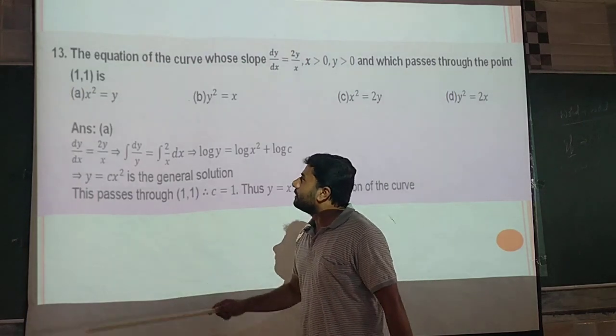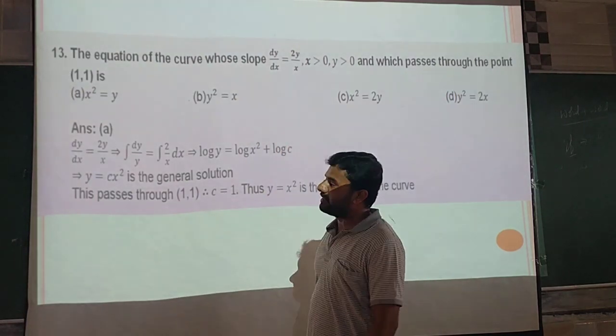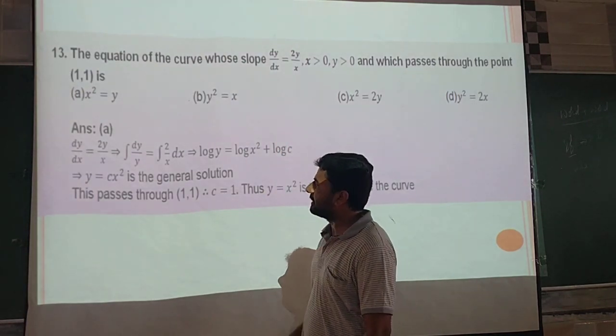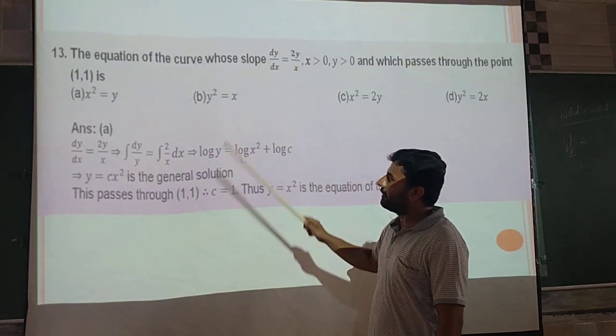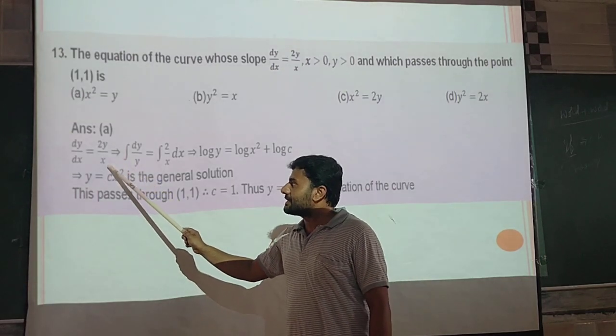Options are noted. So given the differential equation, we solve it. First we are solving the given differential equation. dy by dx is equal to 2 into y divided by x. Variables are separable.